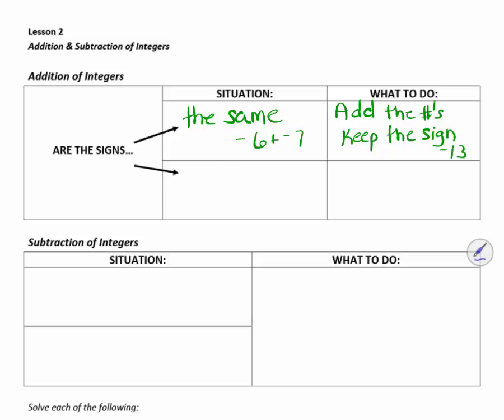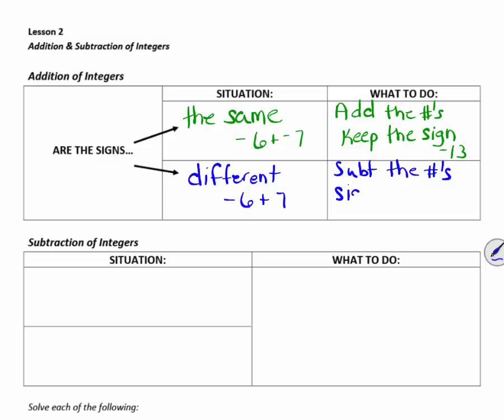Okay. Are the signs different? For example, -6 plus +7. In this case, you subtract the numbers and you keep the sign of the bigger. So, for example, if I subtract 7 and 6, I'm going to get 1. Then I have to decide, is it positive or negative? There's more positives. 7 is bigger than 6, so it would be a +1.